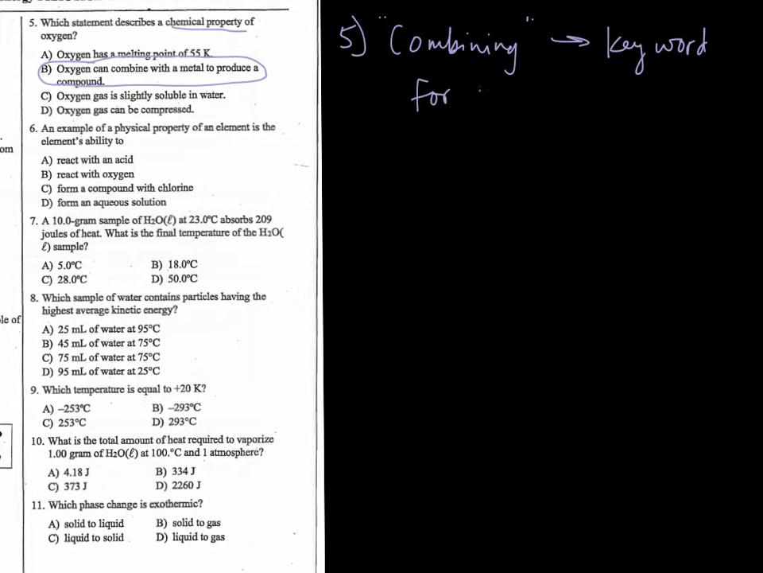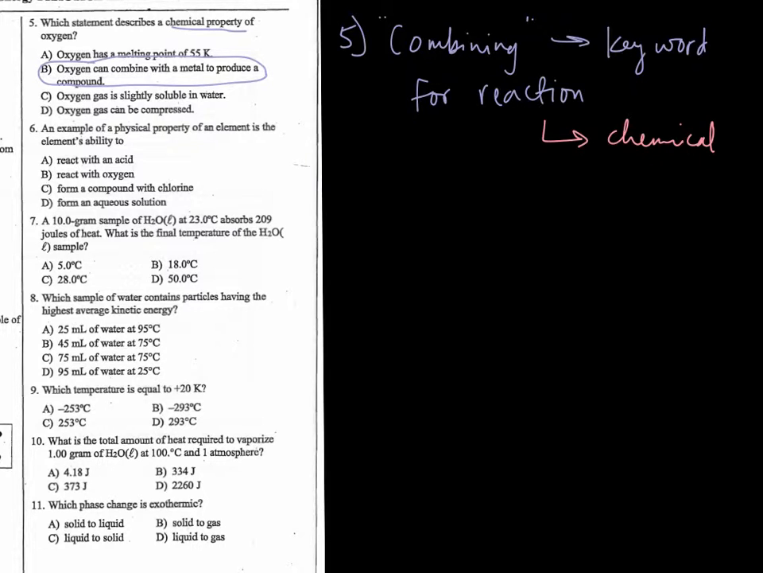Alright, number 5. Which statement describes a chemical property? Alright, the only one that fits is choice B. Now why is that? Combining, I call that a keyword. Keyword for reaction. And that's typically chemical, not physical.